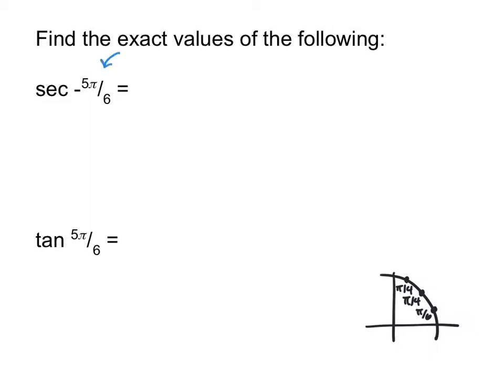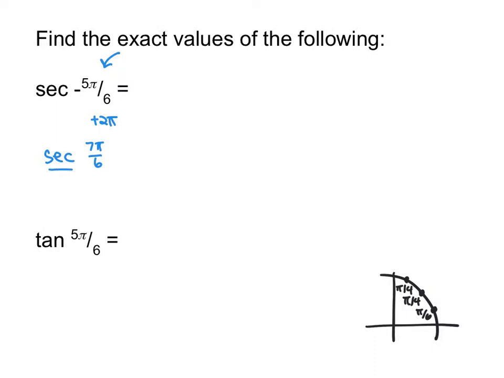Now again, I showed you 3 different ways to find this value. You can add 2 pi to find the coterminal angle. You can go in the opposite direction, or you can find the positive one and then flip it around the x-axis to get it. Regardless of the way that you do this, you're going to end up with the values at 7 pi over 6. So what we're trying to find here is secant of 7 pi over 6.